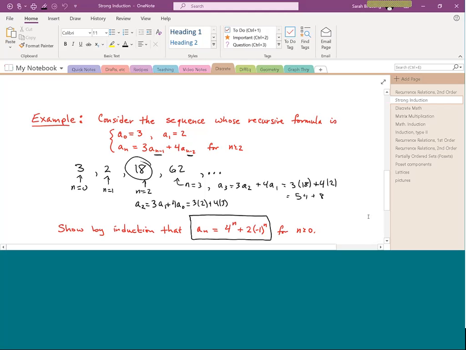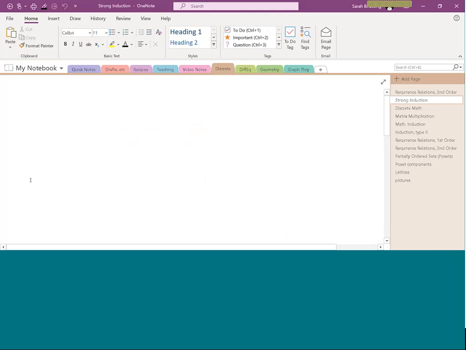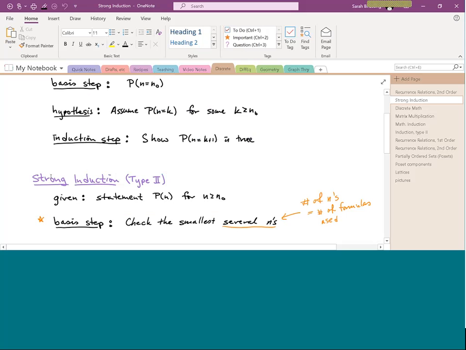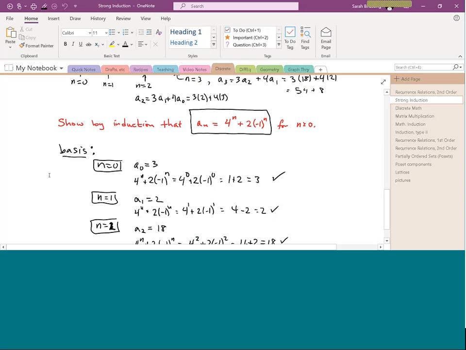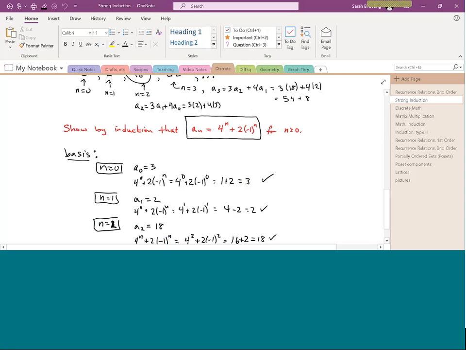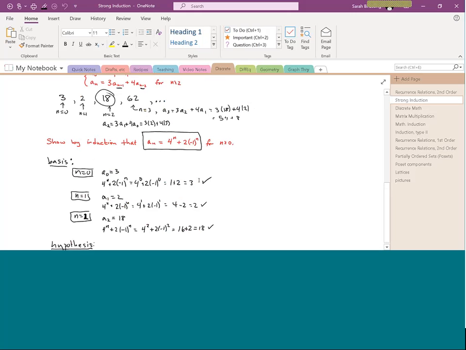Okay? So in order to go ahead and do this, first thing is the basis step, and we did this last time. Let me actually shrink this up a little bit so you can see where the numbers are coming from. We said, all right, well, if n equals 0, the first term is 3, and then if we plug into this formula, we'll also get 3. N equals 1, well, that was also given. It was going to be 2. And if we plug into this formula with n equals 1, that also equaled 2.